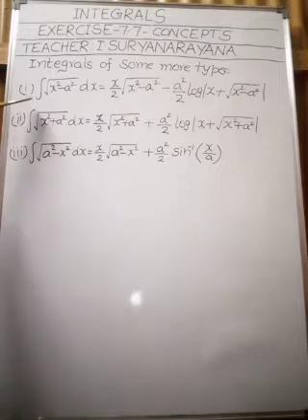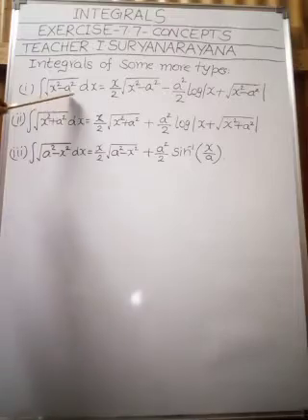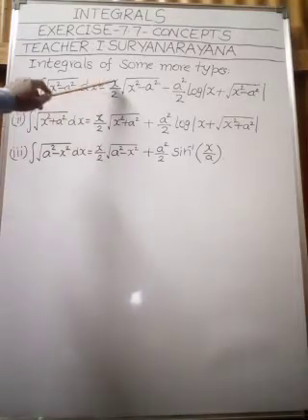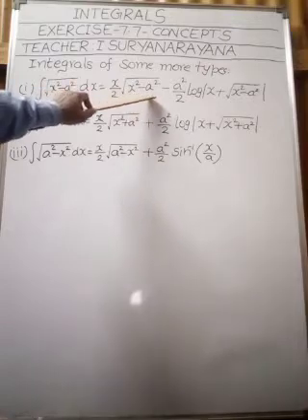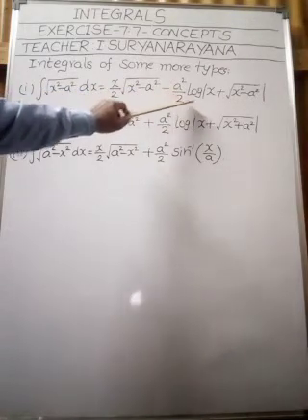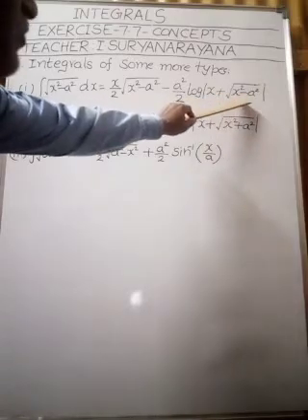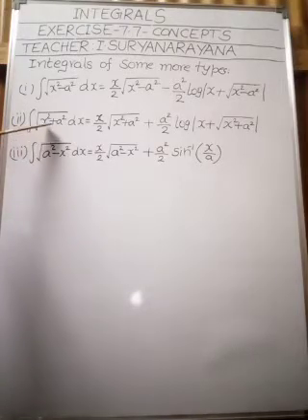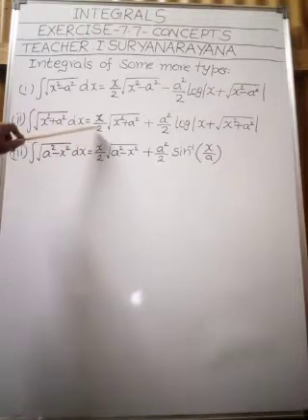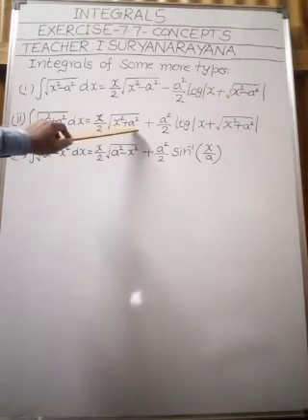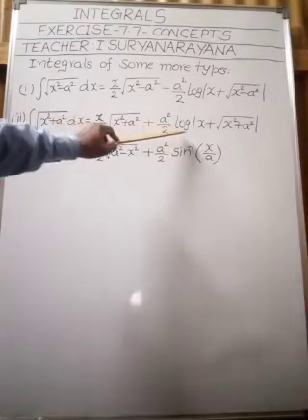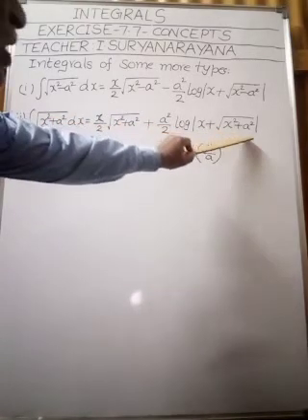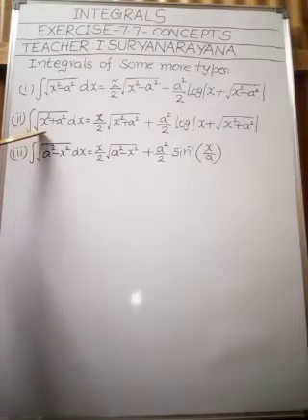Okay, my children. See the first standard integral: integral of square root of x square minus a square dx is equal to x by 2 root of x square minus a square minus a square by 2 log mod of x plus root of x square minus a square. This is one of the standard integrals. Second one, integral root of x square plus a square dx is equal to x by 2 square root of x square plus a square plus a square by 2 log mod x plus root of x square plus a square. This is the second standard integral.